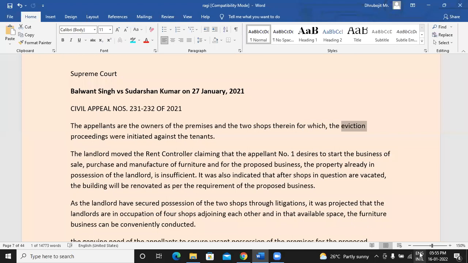Now, for any reason, if you are in need of that particular plot, maybe you are having a family function and you need a bigger space, or maybe for business or some other reason, how are you going to proceed with the eviction? How are you going to ask me to vacate the plot?